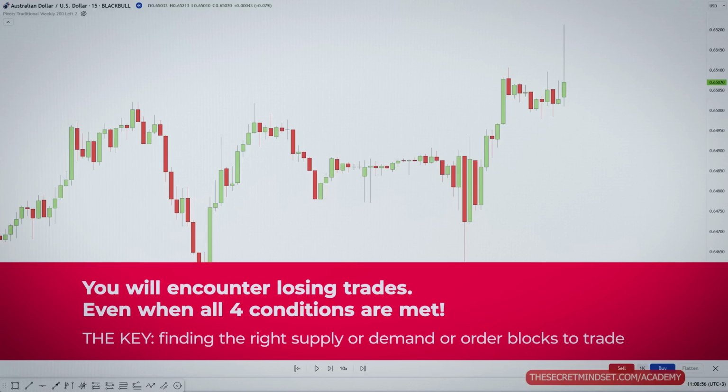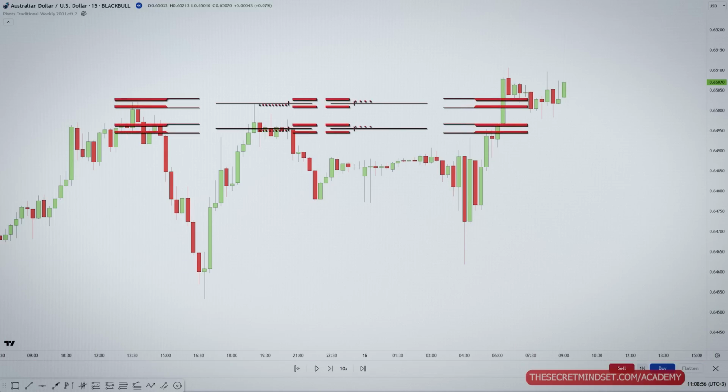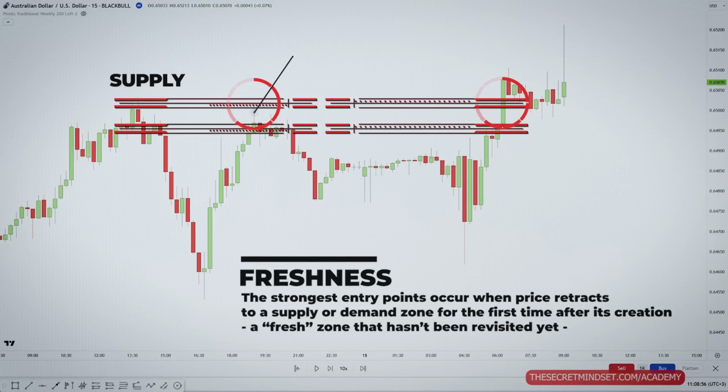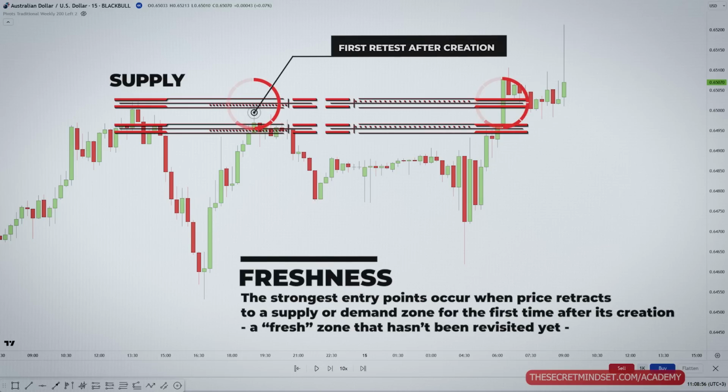The most important part of this trading approach is finding the right supply or demand or order blocks to trade. To efficiently plot supply and demand zones on your chart, you need to carefully consider a few key variables. First is the freshness. The strongest entry points occur when price retraces to a supply or demand zone for the first time after its creation.